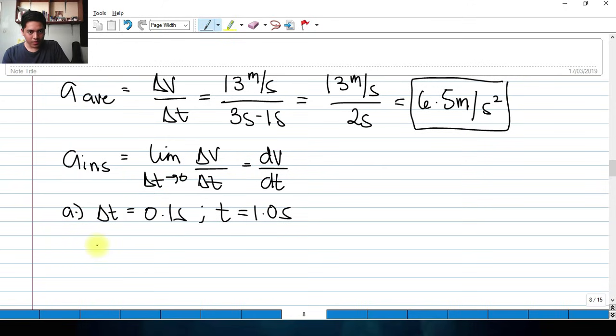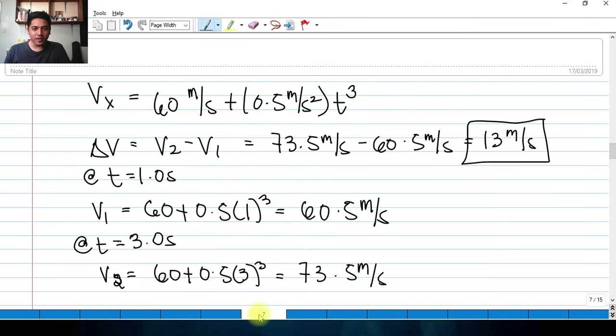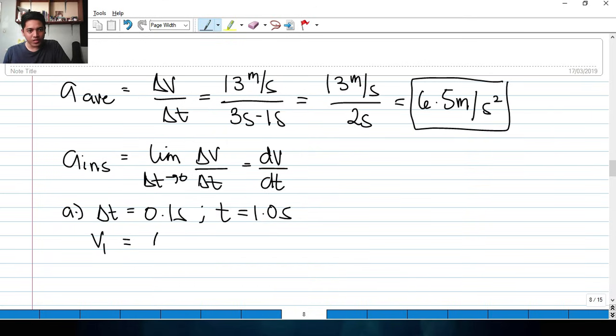So we already got the v1, or the velocity of the car at time t equals 1 second. So let me just copy this. This is 60.5 meters per second. So 60.5 meters per second.